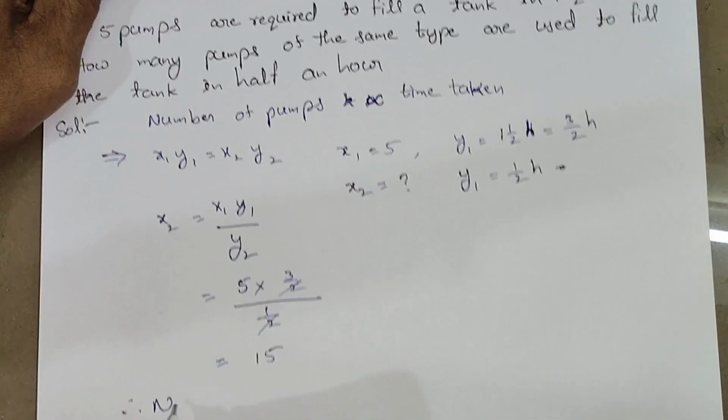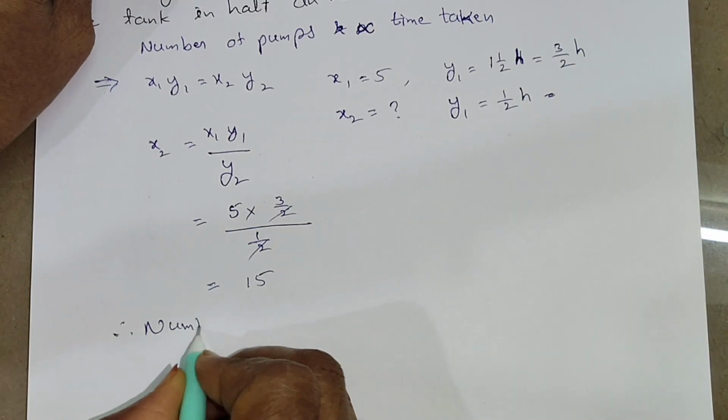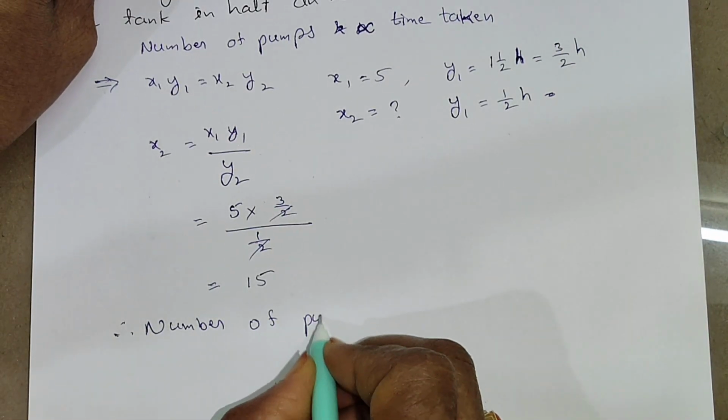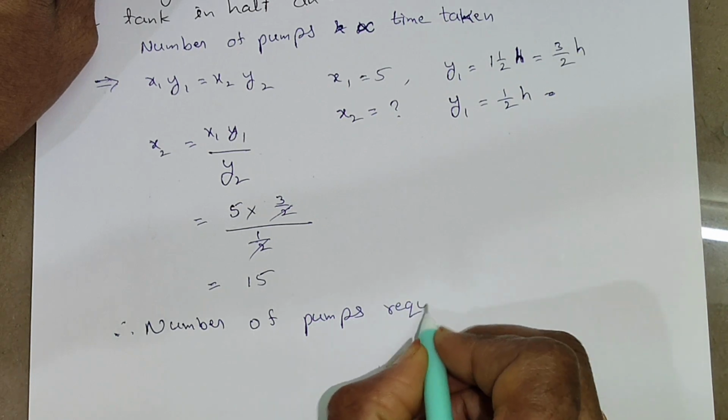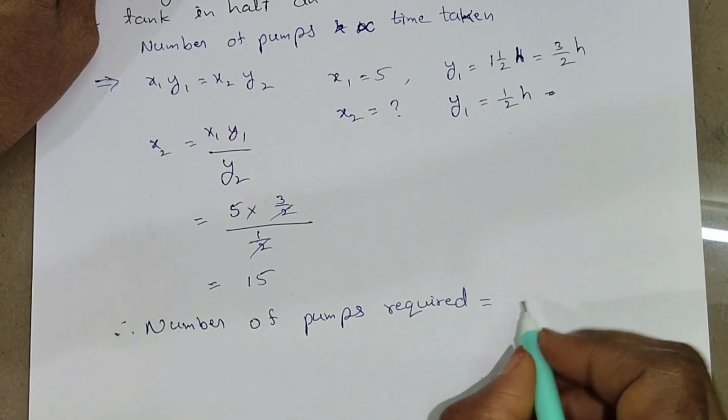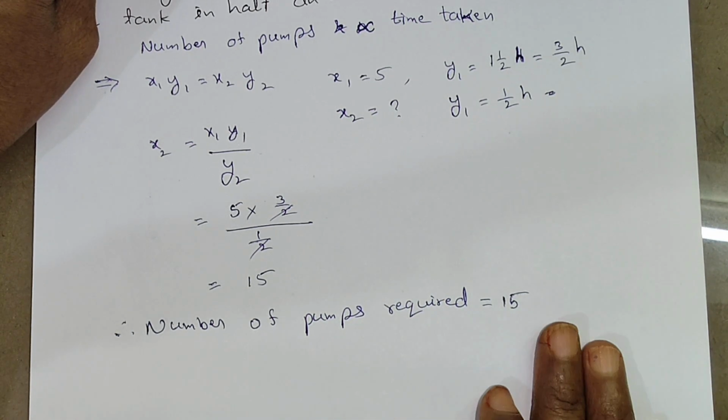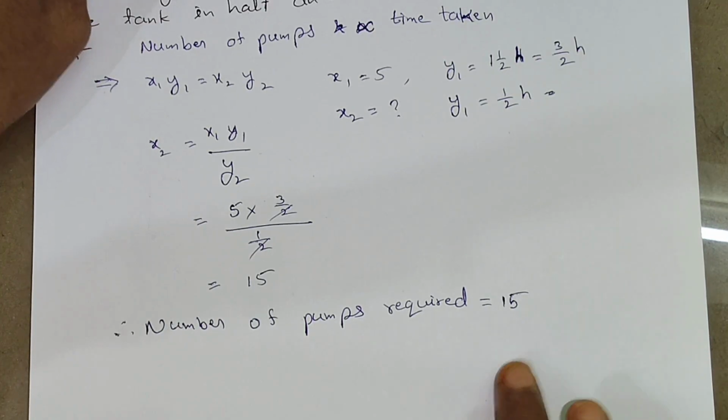So therefore the number of pumps required is 15. So here 15 pumps are required. This is the answer.